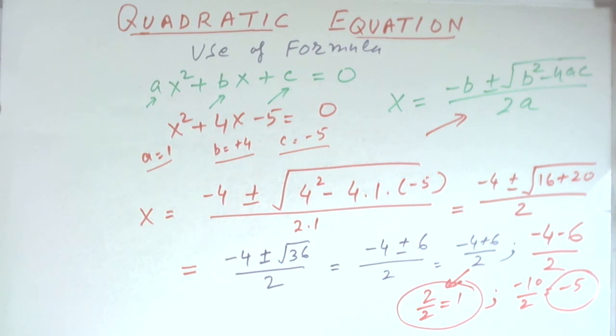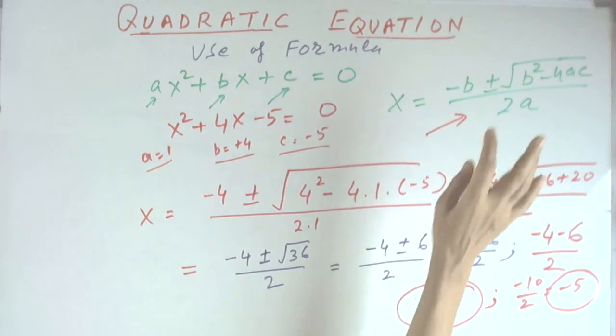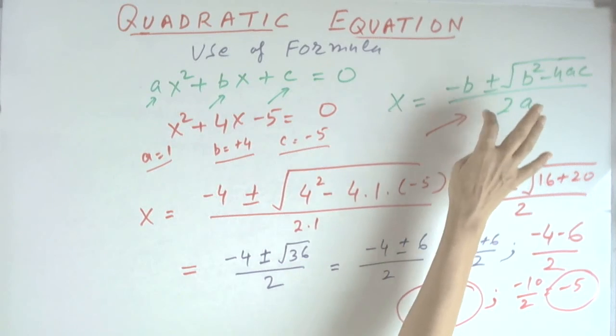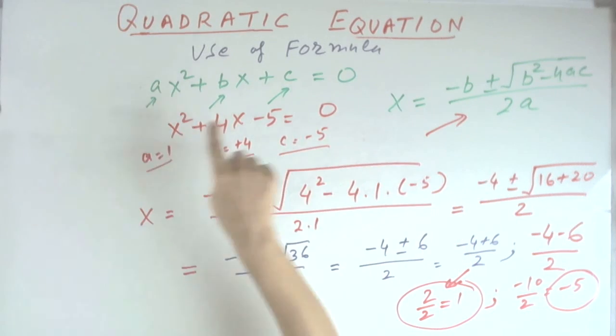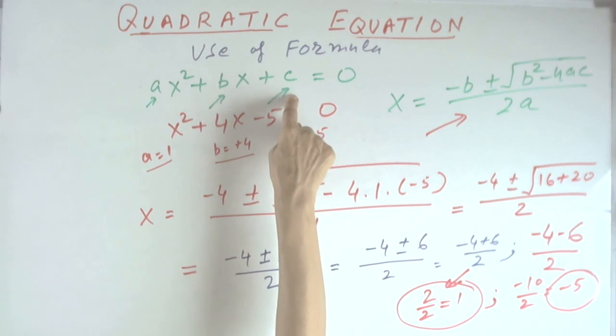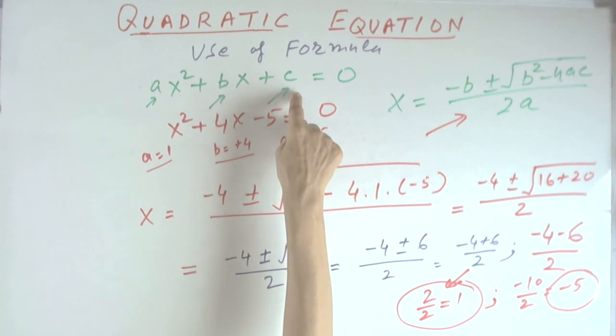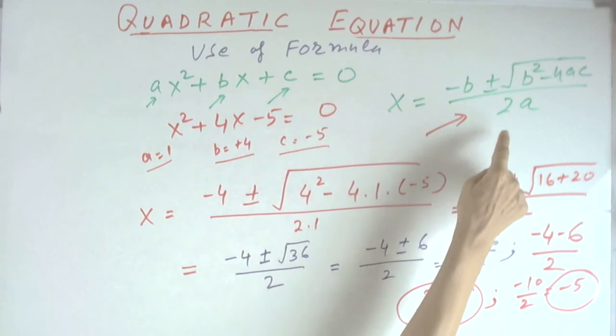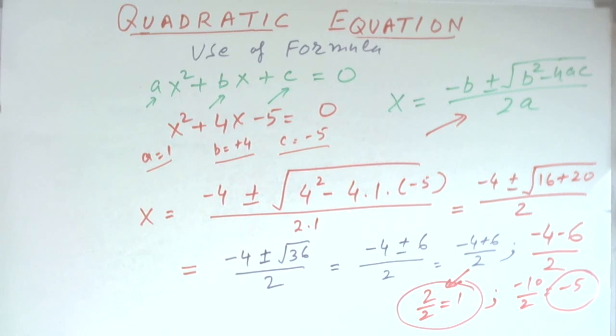So basically what we have learned is where we apply the formula, which is written here, where a is the coefficient of x square, b is the coefficient of x, and c is the constant term. By substituting the values of a, b, c, we get the value of x. So this is the third method by which we can solve the quadratic equation.